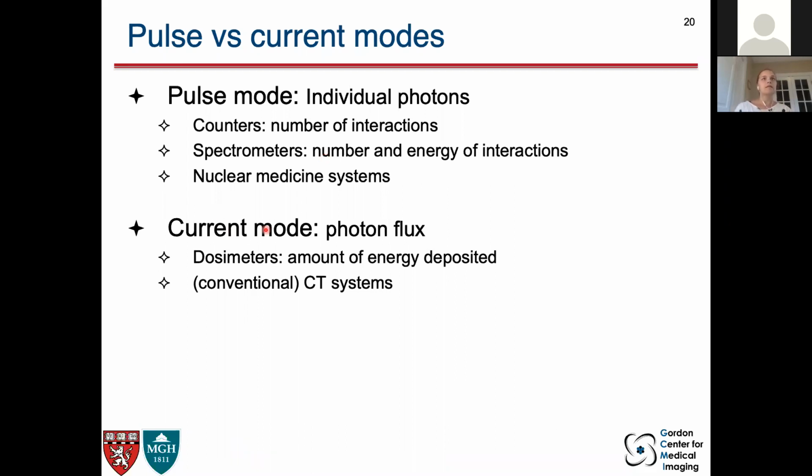And the second mode the detector can be operated in is current mode, which will measure a photon flux instead of individual photons. In this case, many interaction events are averaged, and the average current generated in the detector is proportional to the event rate and the average charge produced per event. Detectors in current mode are used in dosimeters and also in conventional CT systems.